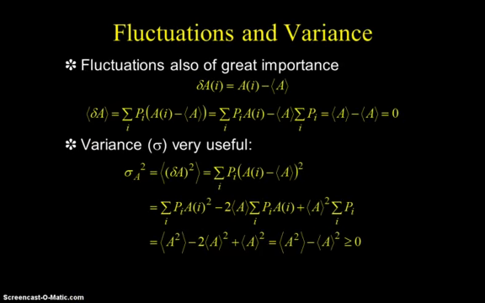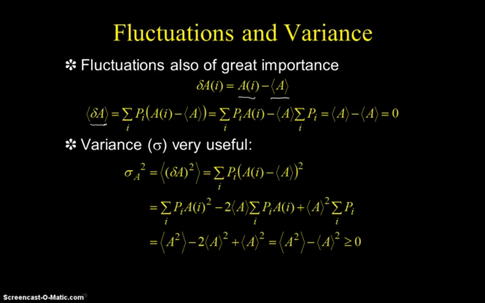So that's probability. Now another concept that's very useful for statistical thermodynamics is the idea of fluctuations and variances. So a fluctuation, if we know the average value of a property, the fluctuation associated with state i is the difference between the actual value for state i and the average value. So then we can calculate the average value of the fluctuation, or the average value of the difference between the property and the average value.